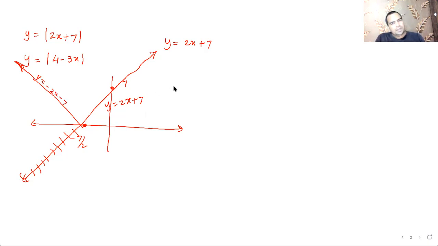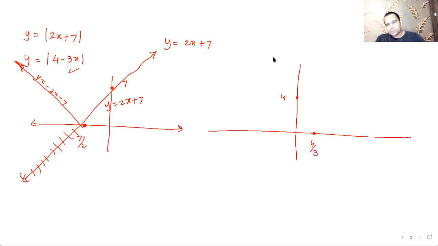So the second one is, let's say when I'm doing this line here, 4 minus 3x, the y-intercept is at 4, and this is at 4 over 3. This will be cutting at 4 over 3. So when I draw the line, it is going to be something like here. And after that, you reflect the remaining part that you have in the x-axis. So this part, which is here, gets cut and gets reflected out here.